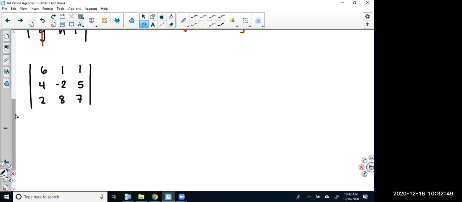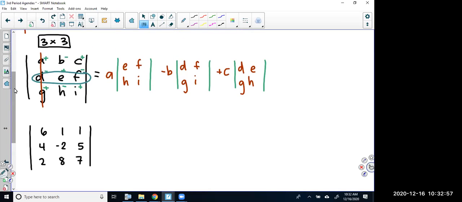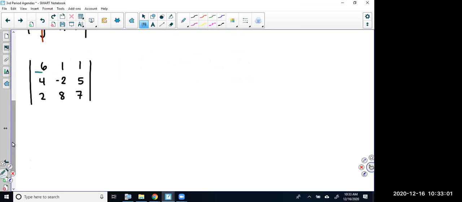If we're going to expand across 6, 1, 1, it's going to be plus, minus, plus. It has to follow this checkerboard that we started here, where the top left is plus no matter what. So we're going to expand on 6, 1, 1. It's going to be equal to 6 times the matrix, where I pretend this column isn't here: negative 2, 5, 8, 7.